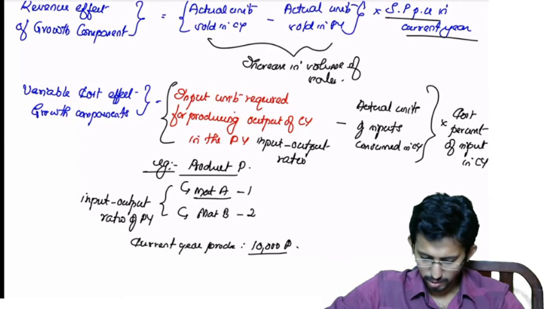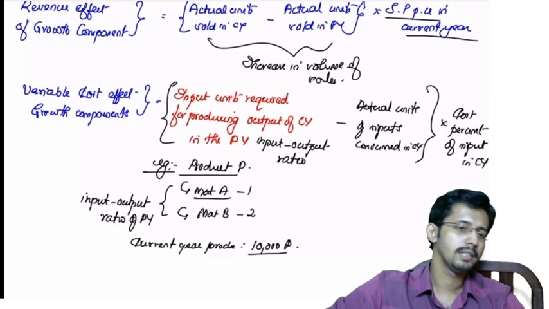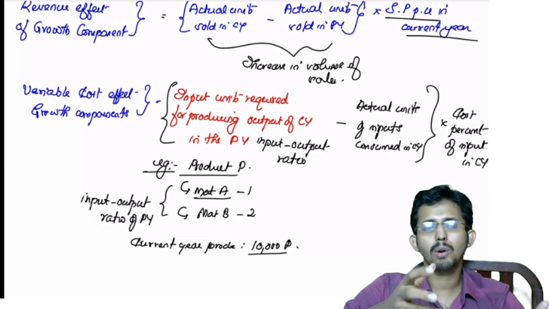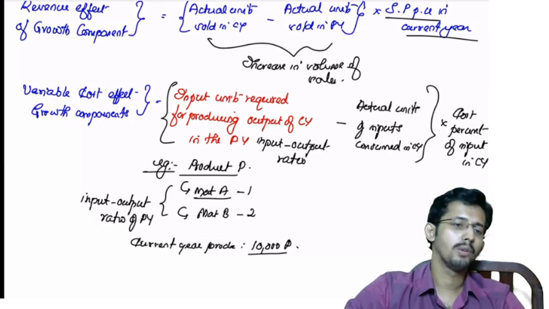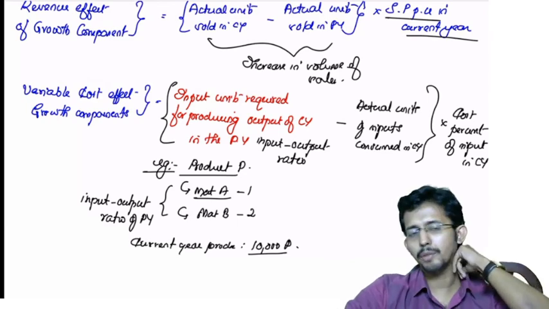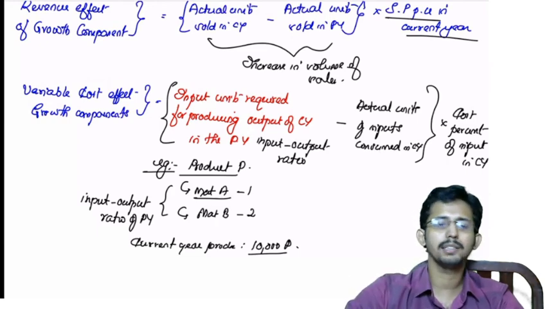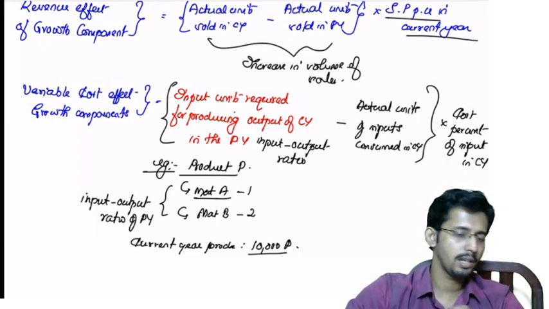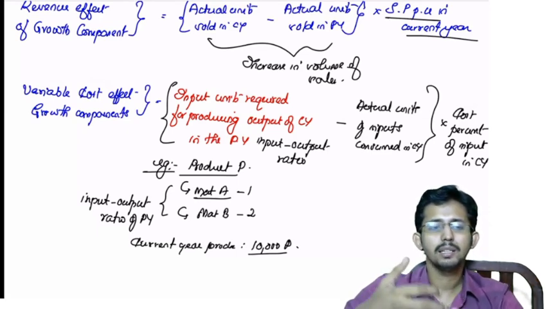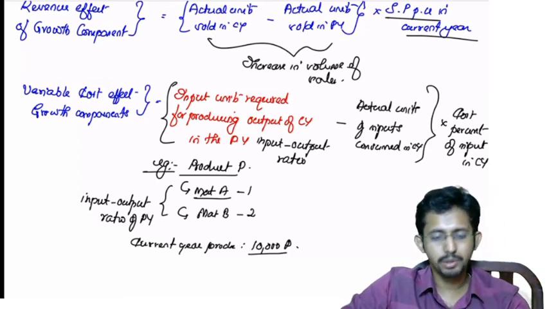First you find out the output for the current year, then the input output ratio for the previous year, then the standard quantities of inputs that were required for producing the current year output in the previous year. You reduce that standard data from the actual number of units of inputs consumed in the current year. Then you multiply it with the cost per unit of input in the current year. This is the variable cost effect.